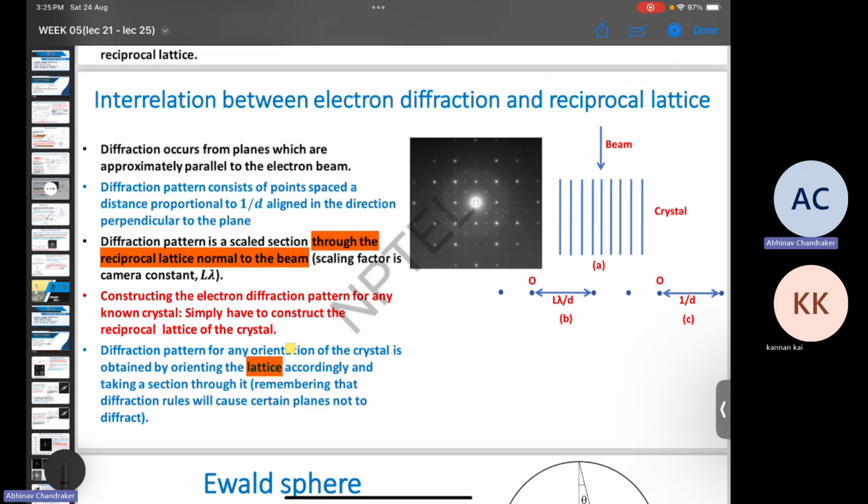Now we know that in TM, in the parallel electron beam mode, when you have a parallel beam of electrons, the angle theta by which diffraction happens is very small, typically always less than 1 degree, much smaller than 1 degree. So you can say that all the planes which will diffract will be almost parallel to the electron beam.